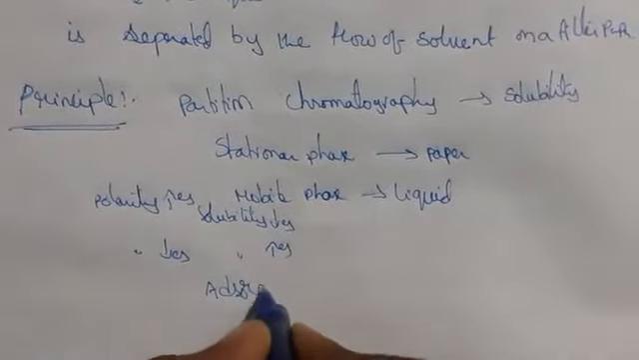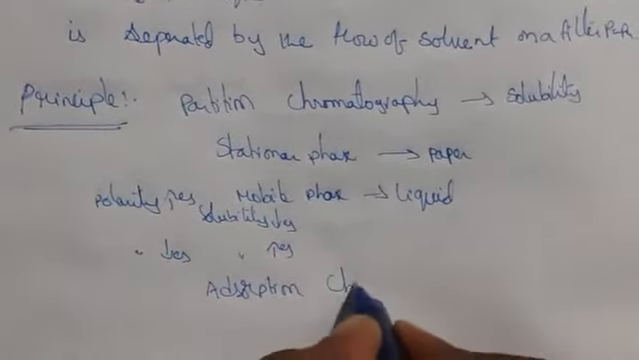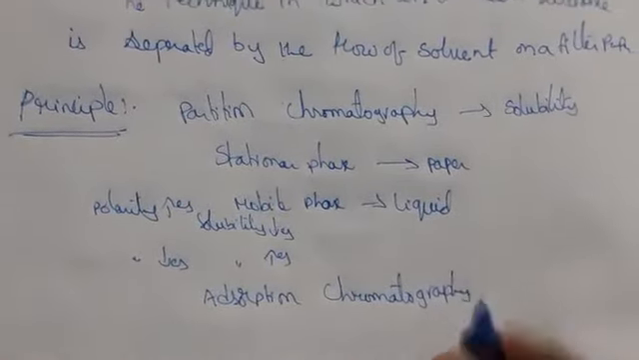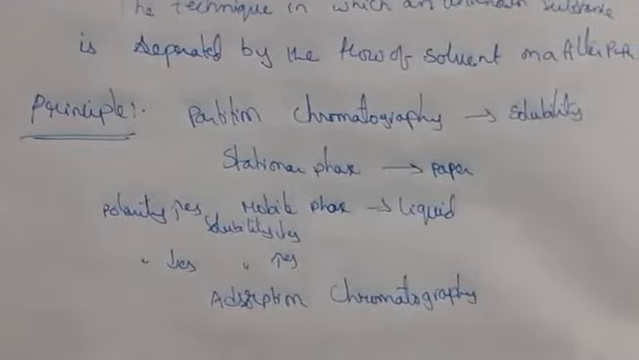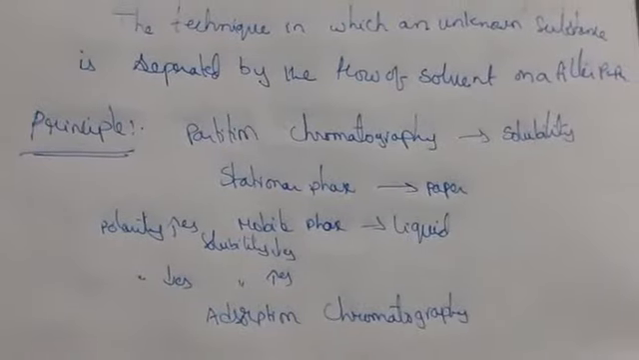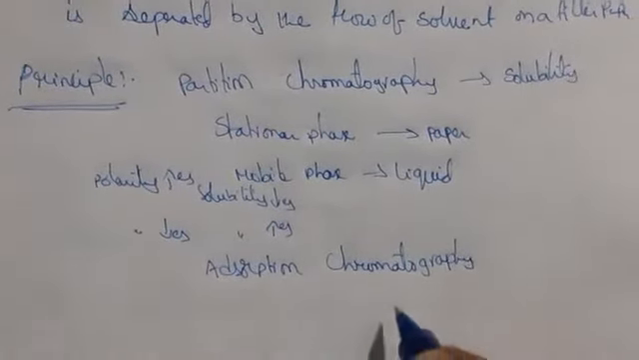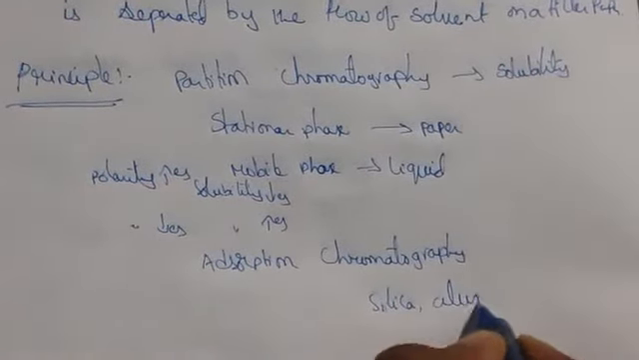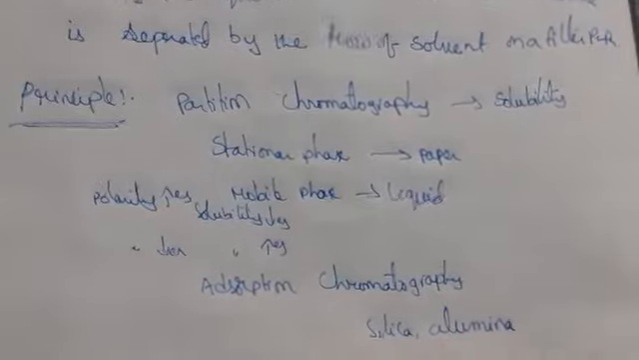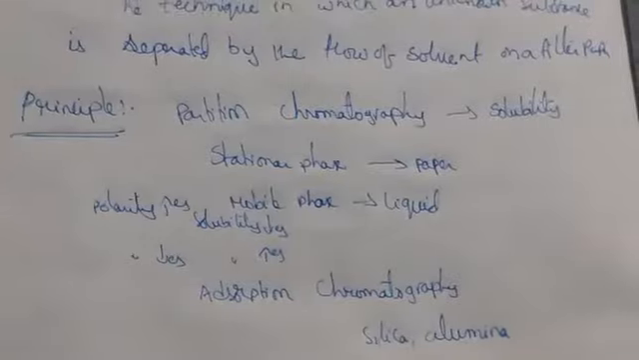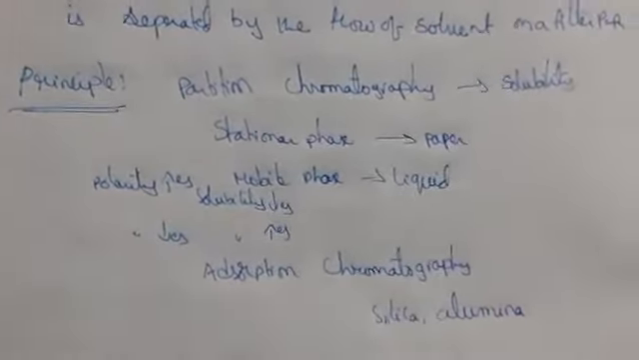The principle also depends upon adsorption chromatography. So what does adsorption mean? The solvent molecules present on the paper, that one we call the adsorbent. Here the paper already has adsorbents like silica gel and alumina. These are the adsorbents we use, and the solvent is made to flow here. So this is the principle of paper chromatography.